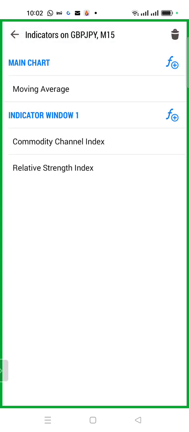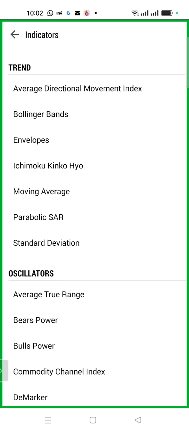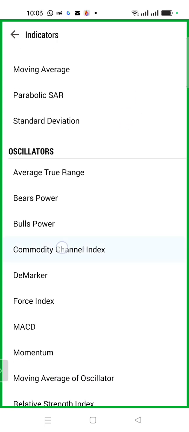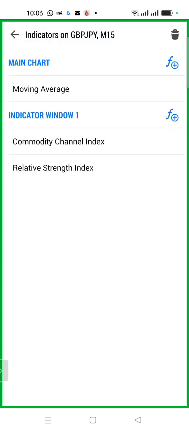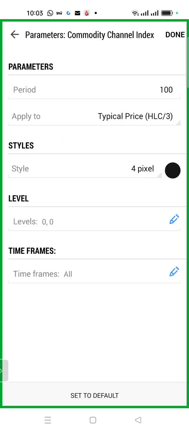So now let's go to the indicator window, window 1. For you to add the Commodity Channel Index, because when you add your moving average this window 1 will not be there, you go to the main chart and click on this F sign and look for the Commodity Channel Index. This is it here. You click on it, and it will open this for you.